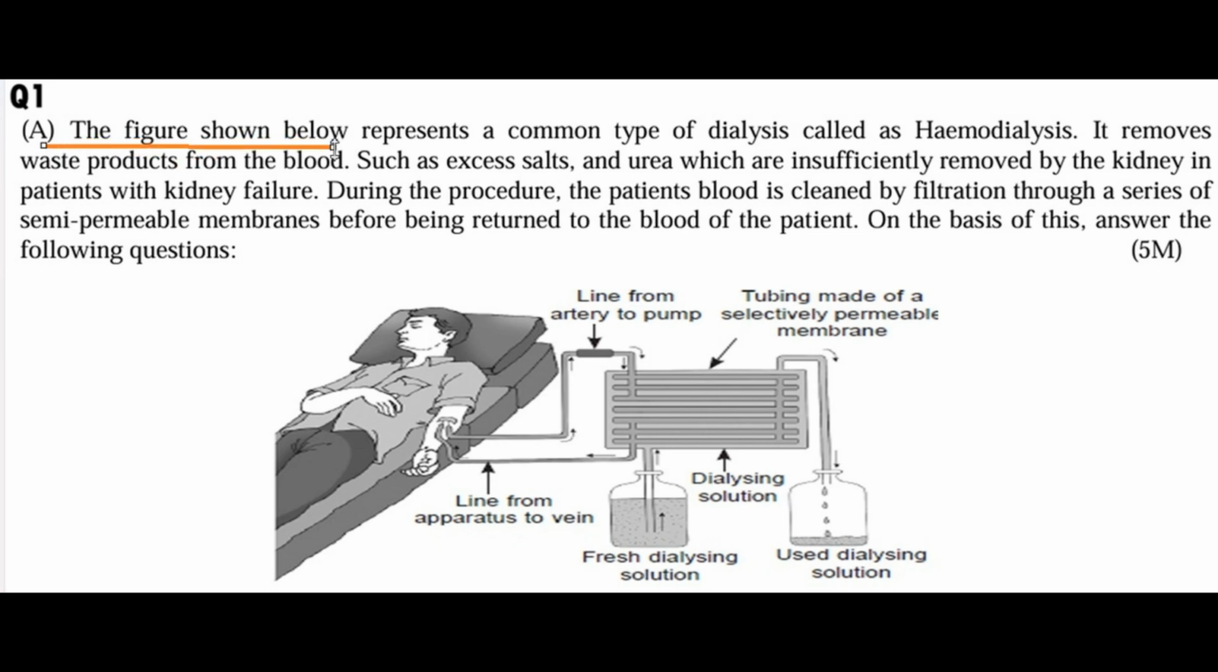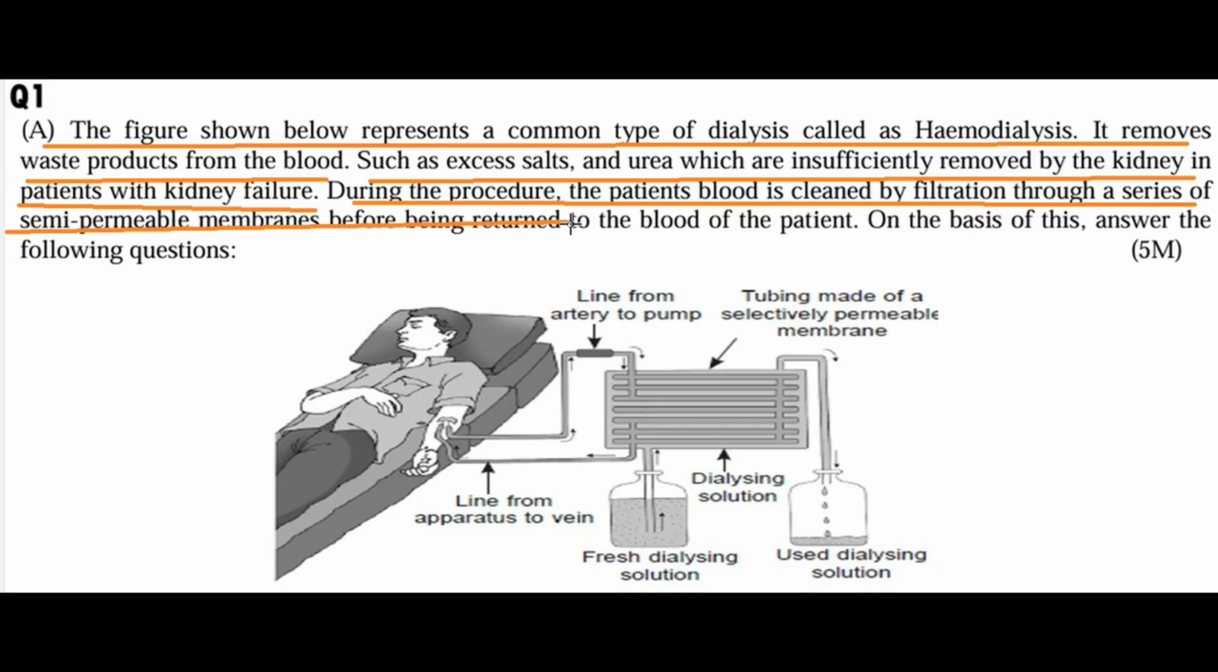The figure shown below represents a common type of dialysis called hemodialysis. It removes waste products from the blood, such as excess salts and urea, which are insufficiently removed by the kidney in patients with kidney failure. During the procedure, the patient's blood is cleaned by filtration through a series of semi-permeable membranes before being returned to the blood of the patient.